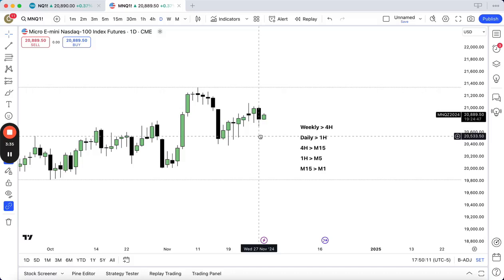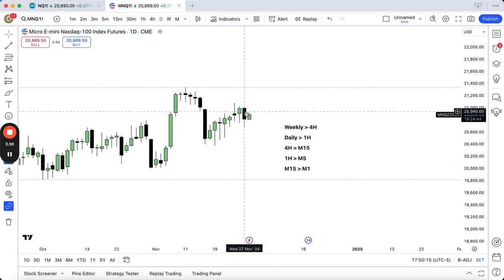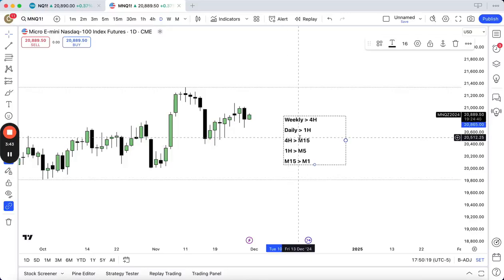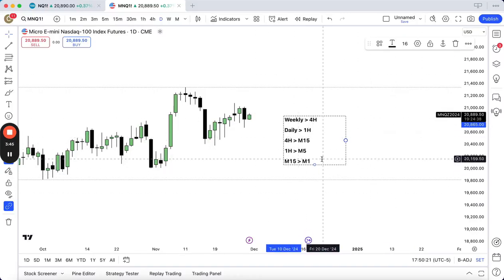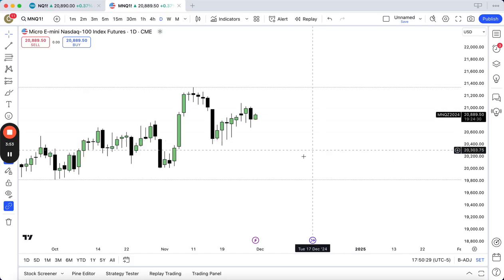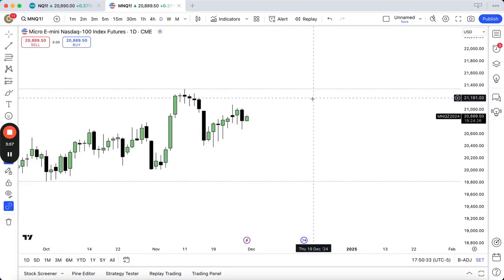Obviously, we have to have some SMT there. That is also a key part of my entry model. I personally think that SMT is the most important confluence in any trading system. If you don't know what SMT is, basically SMT is an imbalance between two correlated assets. Personally, I trade NQ, which means that the correlated asset for NQ is ES.